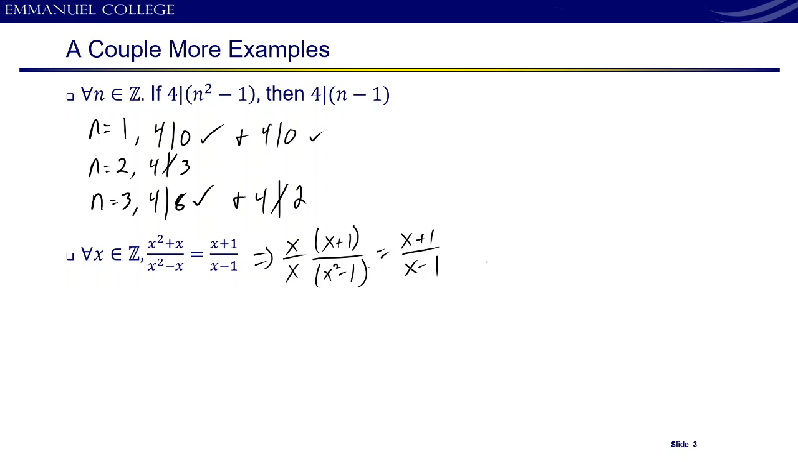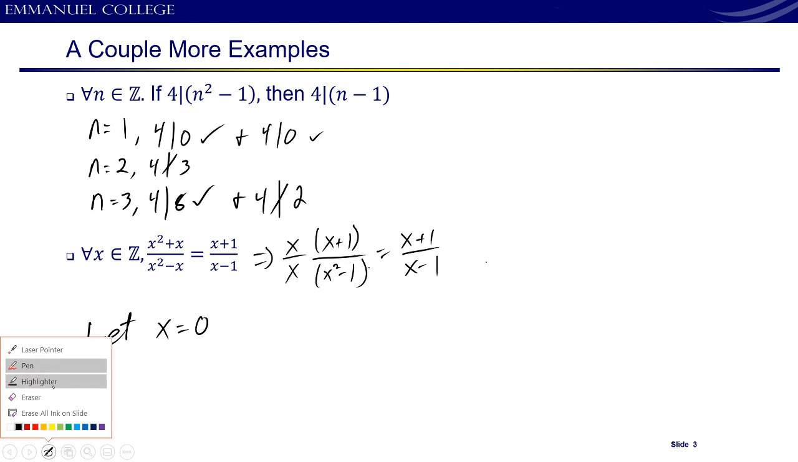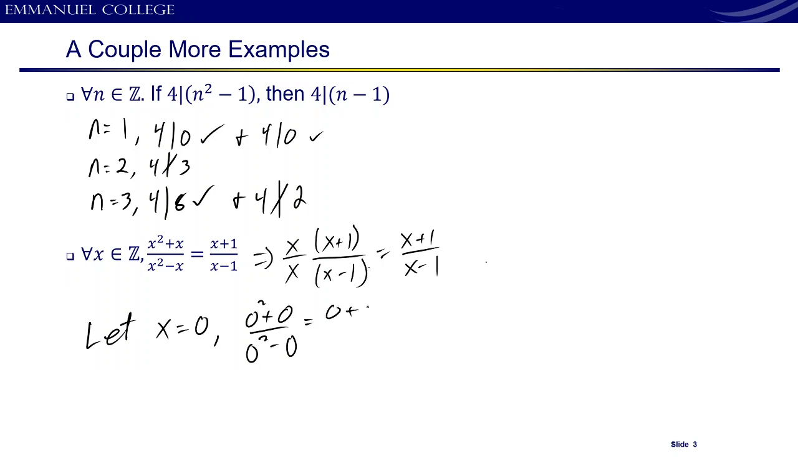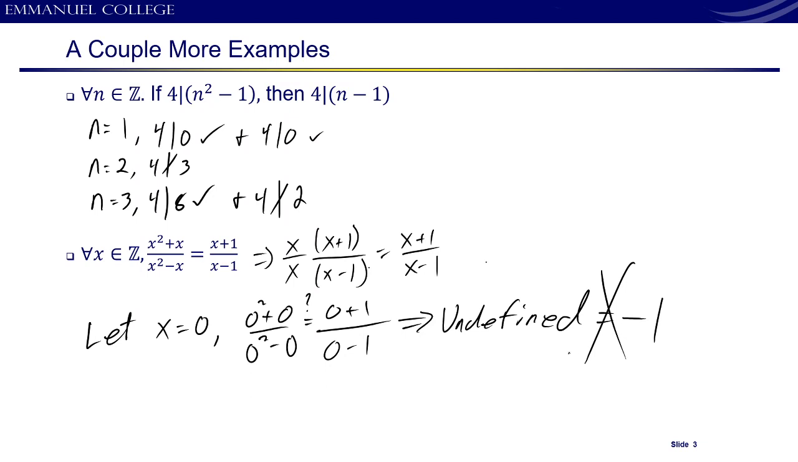So if I pick 0, and remember, I'm plugging it into the original, not the reduced. Now it's right. Then what I get is 0 squared plus 0 divided by 0 squared minus 0 equals 0 plus 1 over 0 minus 1. But then I get that something that's undefined is equal to negative 1. And that's not true.